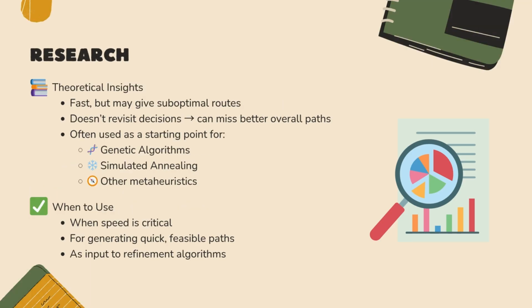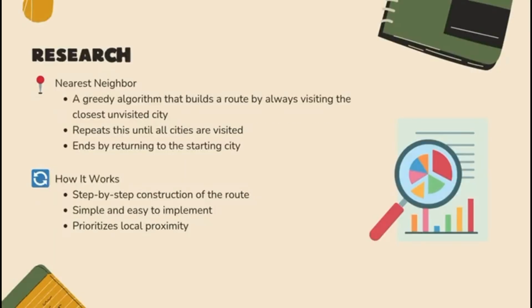In terms of theoretical insights, it's fast but may give suboptimal routes, and it doesn't revisit decisions that could make better overall paths. These are often used as a starting point for genetic algorithms, simulated annealing, and other metaheuristics. When to use? When speed is critical for generating a quick feasible path as input to a refinement algorithm.